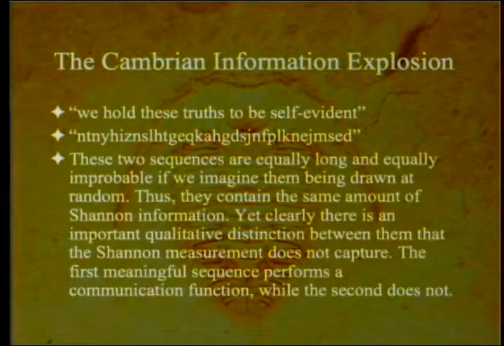For example, if I were to change this H into a J, it wouldn't matter, because it doesn't tell you what the first line does. And that's the difference between meaningful information and Shannon information. Both of those sentences have the same amount of Shannon information. But obviously, one of them has a great deal more meaningful information.